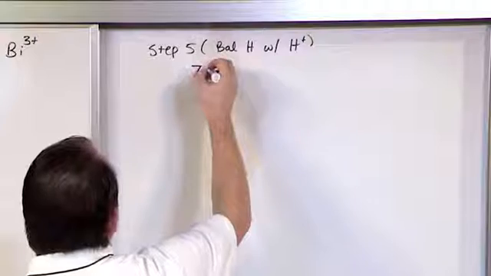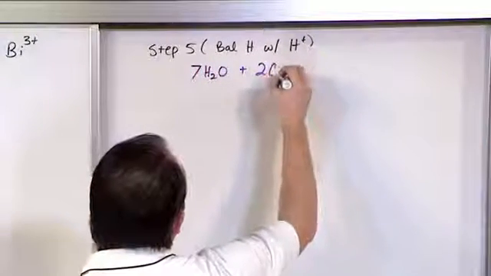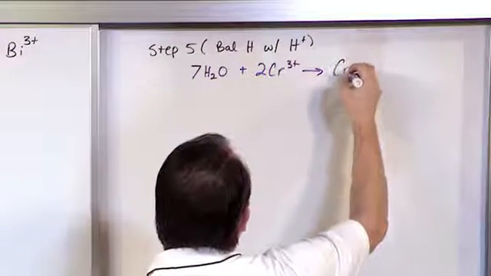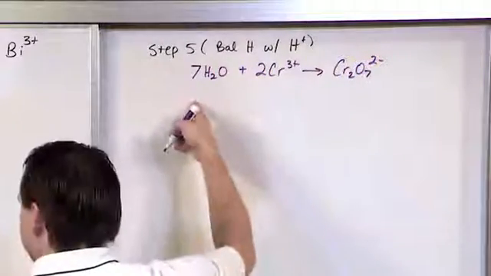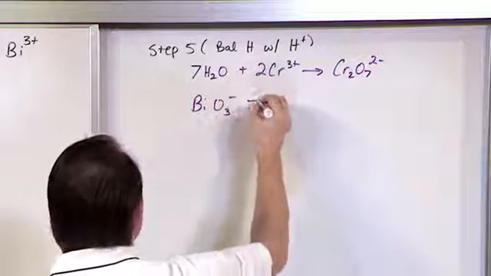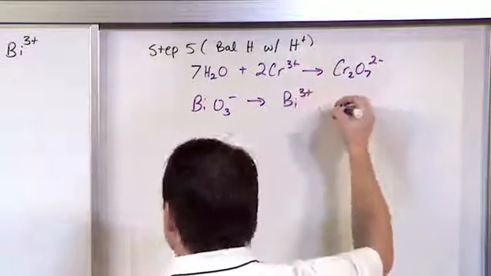So I have 7H2O plus 2 Cr3+ gives me Cr2O7 with a charge of 2-. I'm just going to write the next one right now. BiO3 with a charge of -1 goes to bismuth with a charge of +3 plus 3 waters.